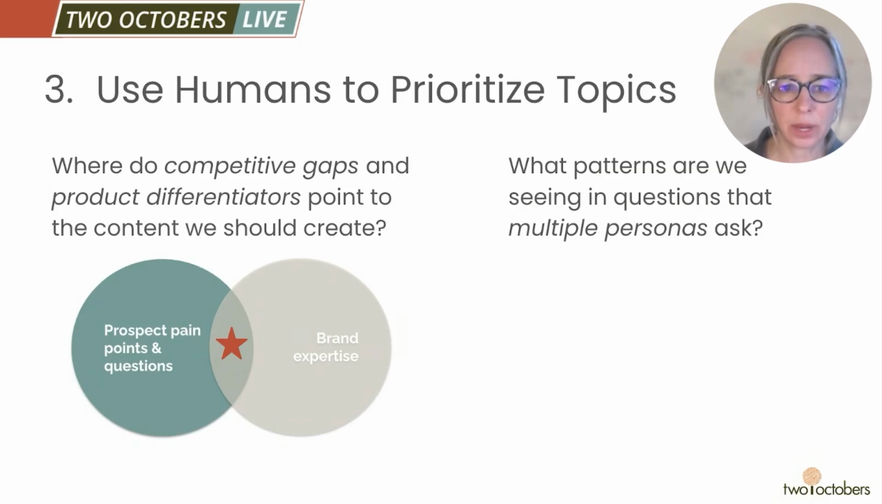So the question to ask here is, where do competitive gaps and product differentiators point to content that we should be prioritizing? What we found is that a lot of times these questions lead obviously to, hey, they have a lot of questions around this particular topic, and we know our product excels in this area beyond other competitors. So we really want to make sure that we've saturated the content around that area because it really highlights our differentiator more specifically.